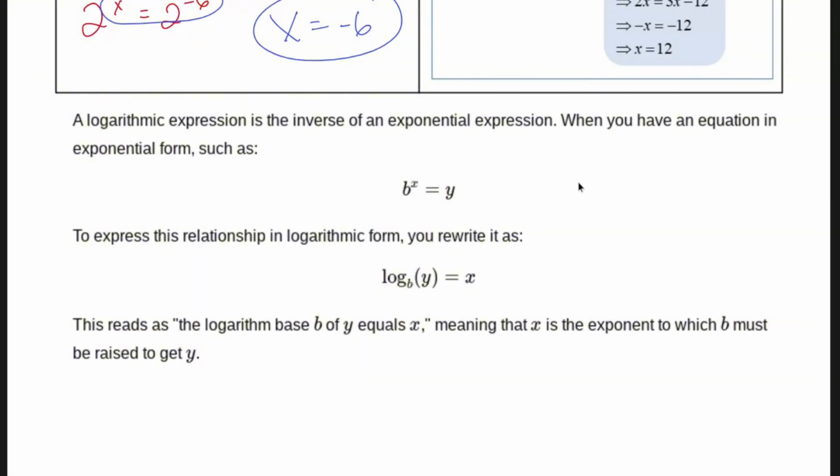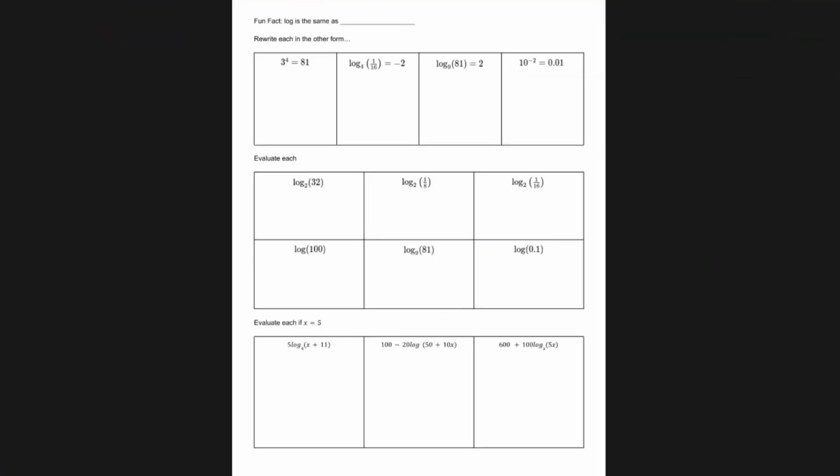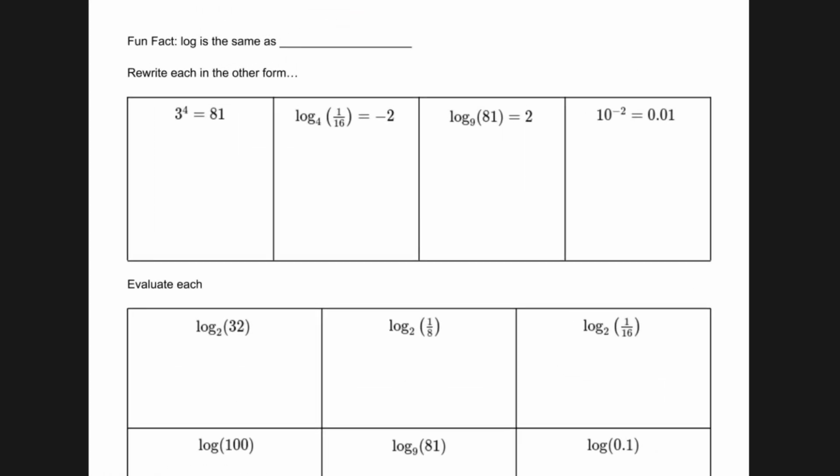So b to the x equals y can be rewritten as log base b of y equals x. Essentially, kind of flip-flop the x and the y. And with inverses, that kind of makes sense, flip-flopping the x and the y, if you remember what we did in the last section. Lots of flippy-floppies. Like me on a grill, or me on a beach, because I wear those.